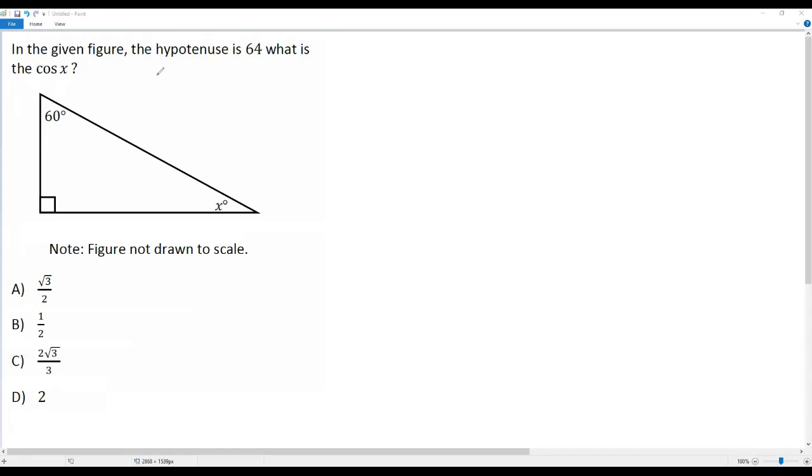Here we have a SAT math problem. Okay, let's go to the question. In the given figure, the hypotenuse is 64. What is the cosine of x?